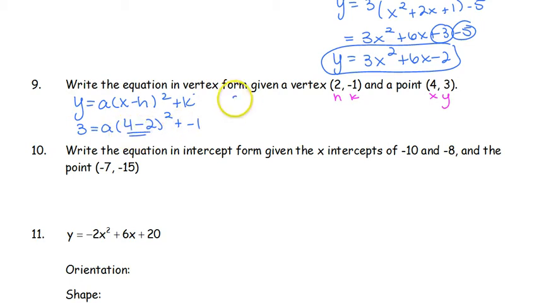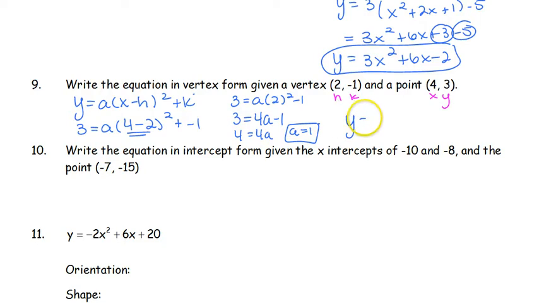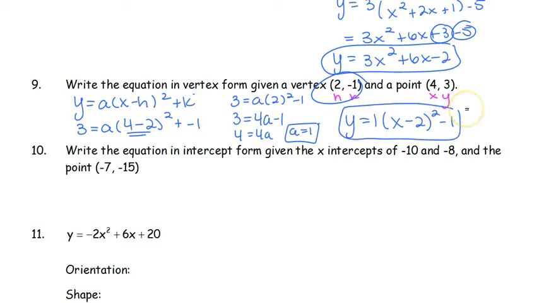Simplify order of operations. So we've got 4 minus 2 is 2 squared minus 1. 2 squared is 4, so we've got 4a minus 1. Move that 1 over. And we find that a is 1. Remember, when you write your equation, you should only have an x and a y. So we've got y equals, our a value we know now is 1. x minus, now we've got our vertex. The x coordinate is h, which is 2, so x minus 2, quantity squared, plus your k, and your k is a negative 1, so that's minus 1.